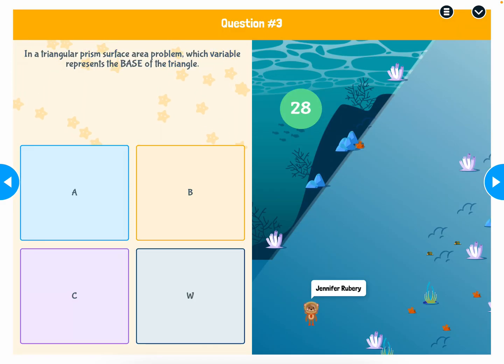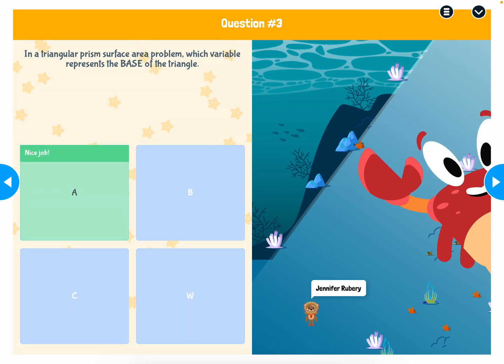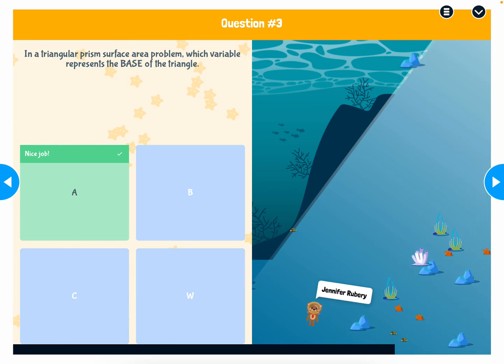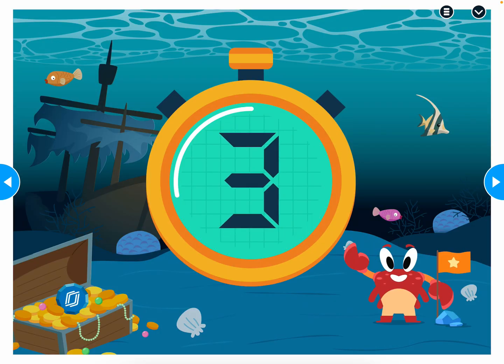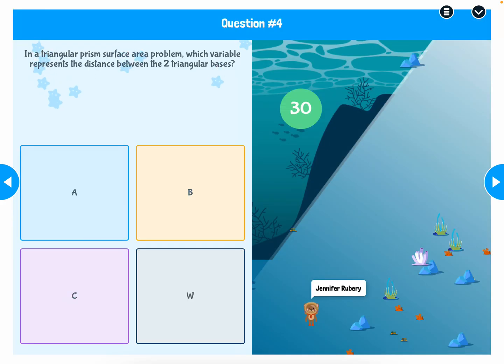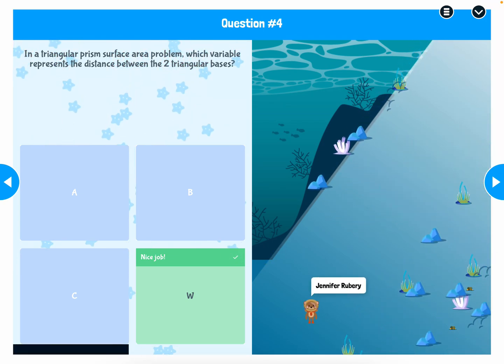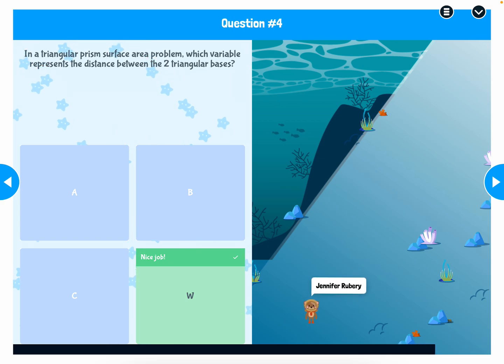In a triangular prism surface area problem, which variable represents the base? Remember, ACE is the base, so A is the base. And finally, question number 4. In a triangular prism surface area problem, which variable represents the distance between the two triangular bases? A, B, and C are the sides of the triangle, so it must be W. The width is the distance between the two bases. And that concludes our quick review of three-dimensional geometry.